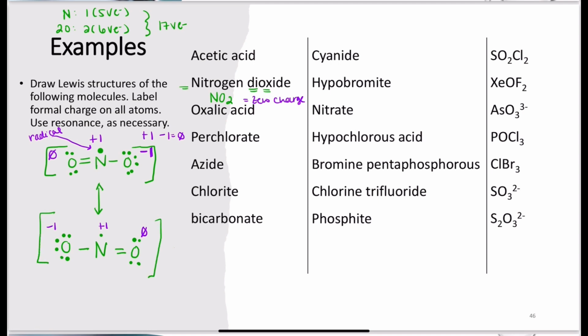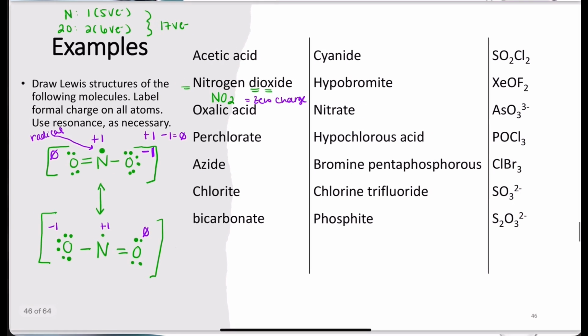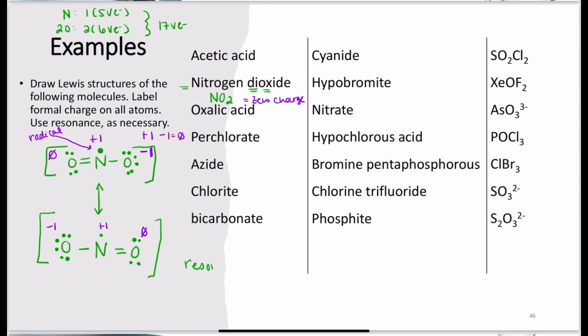Both of these structures are valid. This is called resonance. Neither one is contributing more than the other. They're both equivalent. They're both valid. They both contribute to the resonance hybrid, but they are resonance structures. Okay, go ahead and pause if you need to draw all this out.